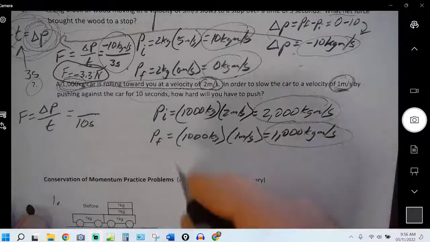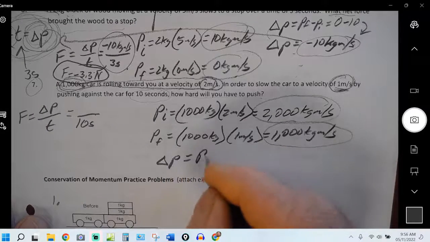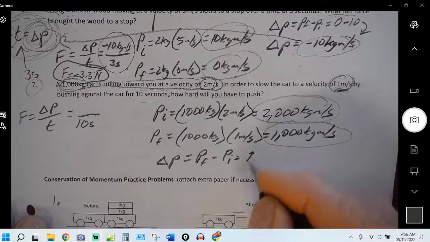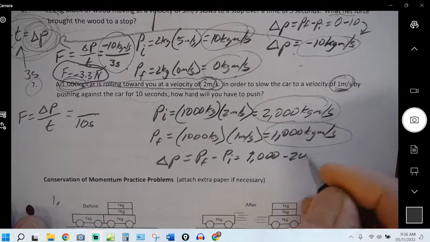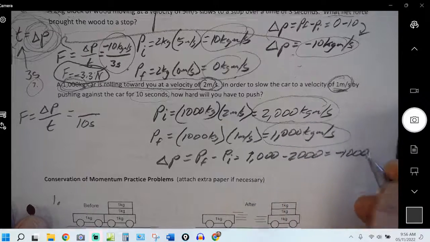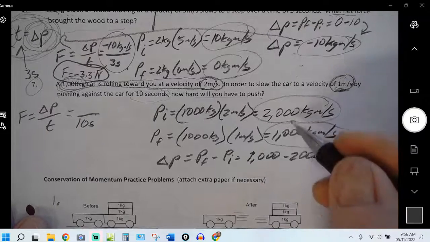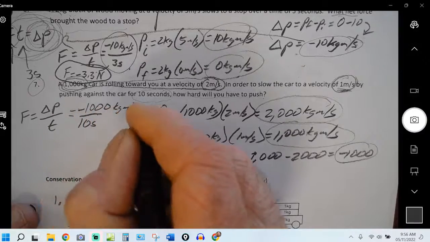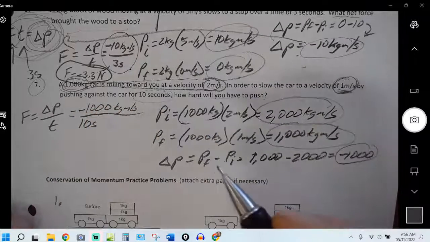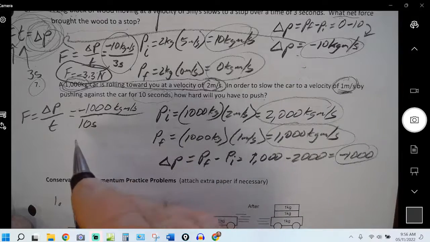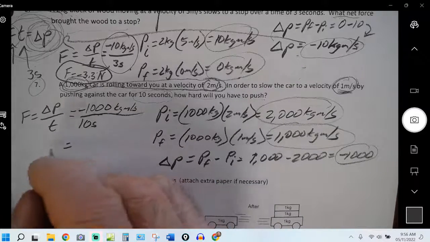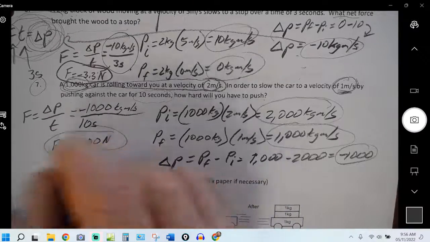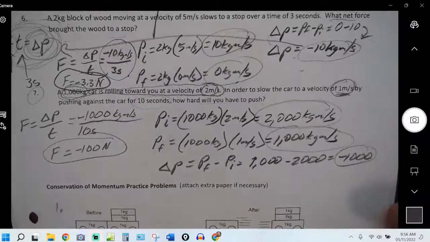Negative 1,000. So the change in momentum is just the final minus the initial, and that's 1,000 minus 2,000, which is negative 1,000. But you don't have to do that math if you can just see it loses 1,000. So we've got negative 1,000 kilograms meters per second over 10. That's easy math. What's the force going to be? What's 1,000 divided by 10? Negative 100 in this case, newtons. There you go. That's not too bad.